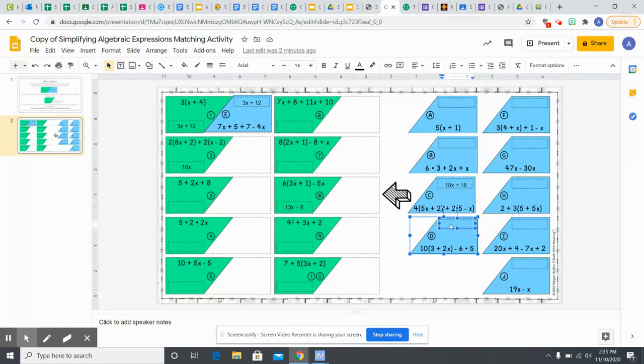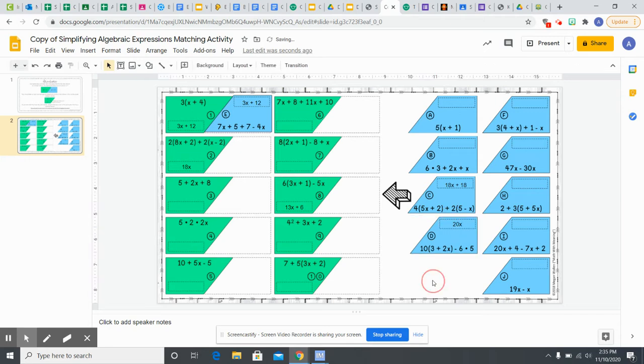Oops, I have drawn all over that. Okay. 20x. Alright, how many problems have I done? 1, 2, 3, 4, 5, 6. Yep, I've done 6 problems. How many are there total? So there's 10, 20. Okay. I'm going to do 4 more problems.